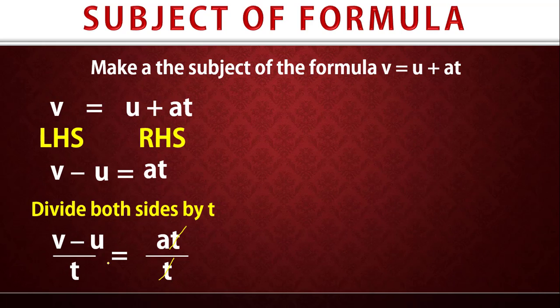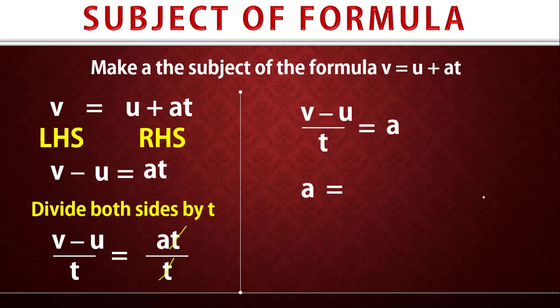Okay, the next thing will now be, we have V minus U over T equals A. So we can interchange it round, maybe by bringing A to the left hand side and taking V minus U over T to the right hand side, and we have A equals V minus U over T. That is the final answer. Let's look at example 2.